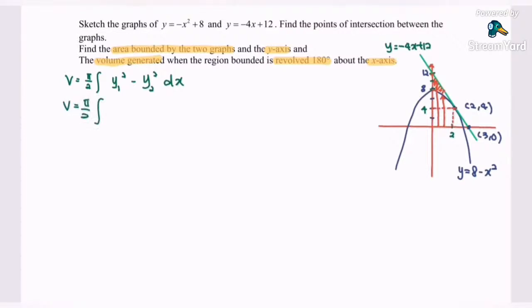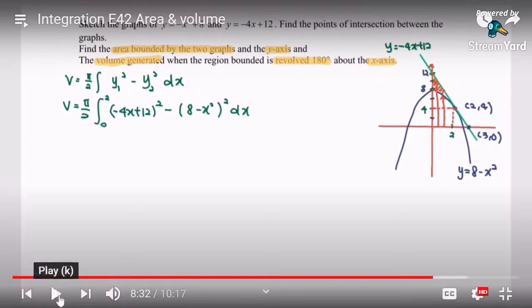The longest one will be the straight line, meaning that (negative 4x plus 12) square minus the shortest one, where we have the curve, (8 minus x square) square, with respect to x. And the limit will be 0 until 2. Can you follow? So do you see the difference between area and volume? There is no difference. The difference is only here.